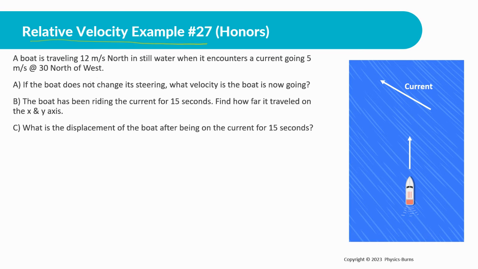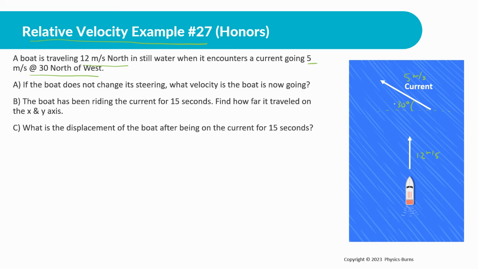So, a boat is traveling 12 meters per second north in still water when it encounters a current going 5 meters per second at 30 degrees north of west. Maybe we could just do this: 5 meters per second, and this is going 12 meters per second north. So this is west, this is 30 degrees. Okay.